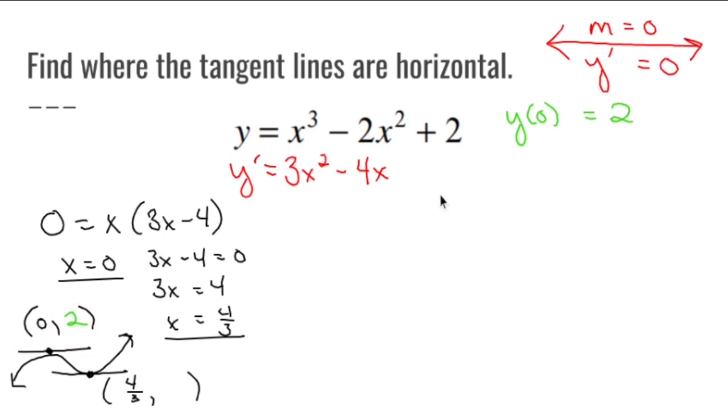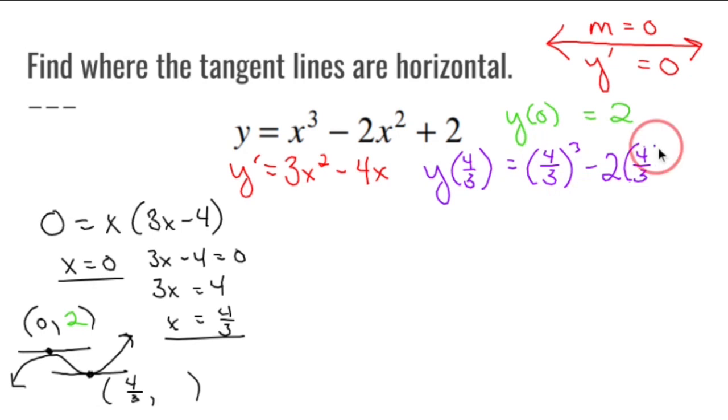Now, the not fun one. When I plug 4/3 into the original equation, I'm going to get 4/3 cubed minus 2 times 4/3 squared plus 2. 4 times 4 times 4 is 64. 3 times 3 times 3 is 27. 4 times 4 is 16, times negative 2 is negative 32. 3 times 3 is 9.